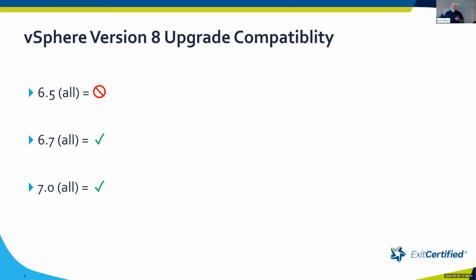It just means it's going to be a 2-part process. You are going to have to first upgrade your 6.5 environment to a 6.7 or a 7.0, and then turn around and immediately start the process, or whenever you're ready, start the process of upgrading onto 8.0. So if you've got some of those 6.5 systems still in the environment, just be aware there is no one-step upgrade to get you to version 8. It's going to be a 2-part process.